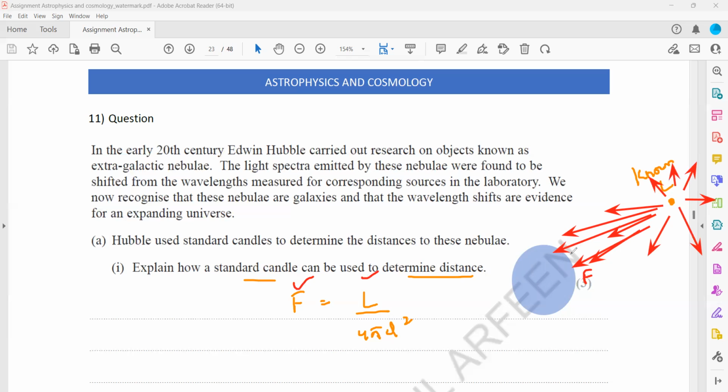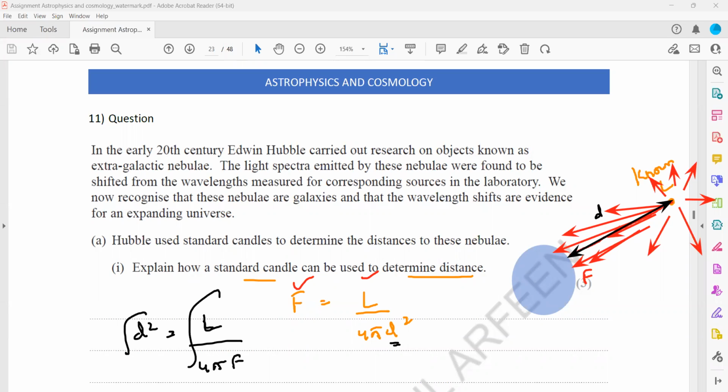d is the distance between the object, the source, the standard candle, and the observer. So we can work out this d. If we need d, then d squared is equal to luminosity divided by 4 pi times flux, and we take a square root to get the distance.